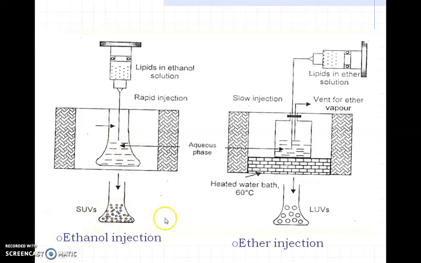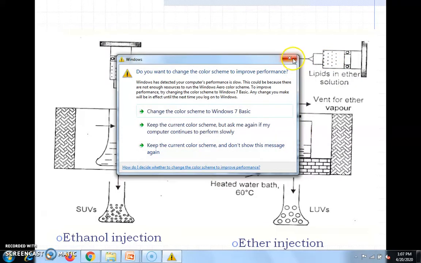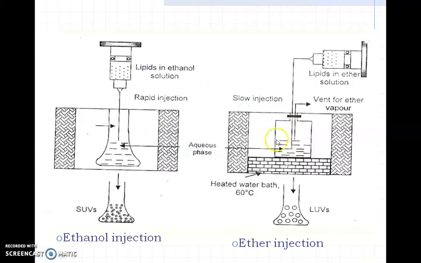Second method is ether injection method. In this method, lipids are dissolved in ether solution and this solution is slowly injected, means dropwise injected in an aqueous medium which is kept at high temperature, about 60 degrees Celsius. So it is similar to that of solvent evaporation method. So it will form a dispersion of ether solution in aqueous medium and due to heat solvent, that is ether, is evaporated and our phospholipid get converted into large unilamellar vesicles.